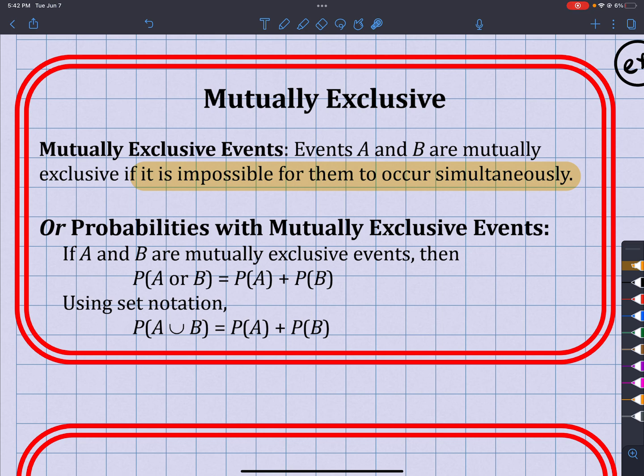So what would be a good example of mutually exclusive? Let's say I was to draw a card off a deck of 52 cards. If I was to draw that card and it says what is the probability of it being an ace or a king? Well, I can't draw a card that's an ace and a king, right? So since I can't, that means these are mutually exclusive because those two things cannot happen at the same time. So kings and aces are mutually exclusive, okay?